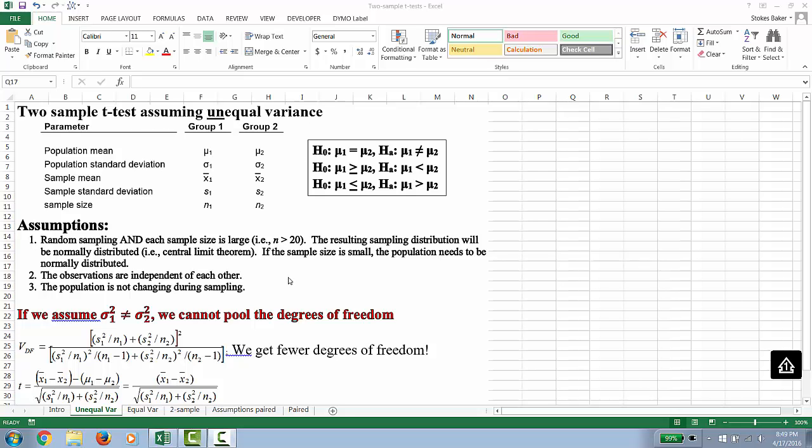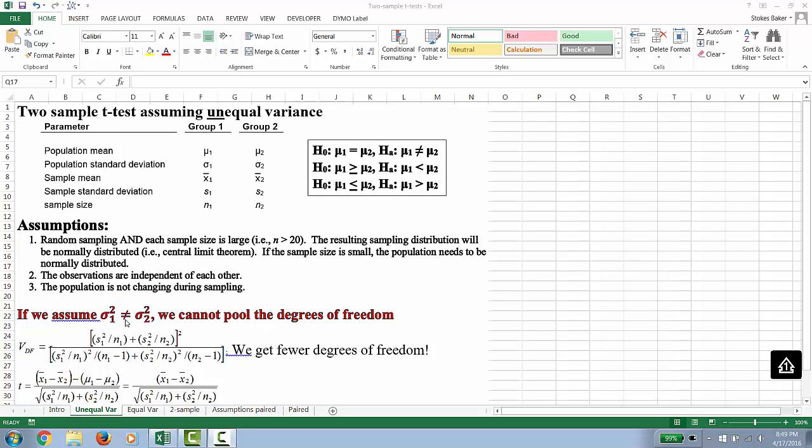Of the two methods, the latter is the more conservative because you're making fewer assumptions. Thus, what are the assumptions for a two-sample t-test assuming unequal variance? Well, first, that you have random sampling, and the sample size is relatively large, preferably greater than 20. When that has occurred, then we can invoke the central limit theorem and assume normality of the distribution of the x-bars. That the observations are independent of each other, and finally, that the population is not changing during sampling.